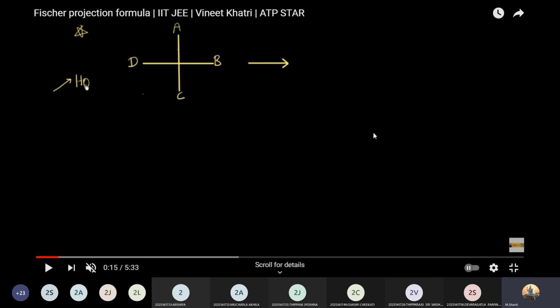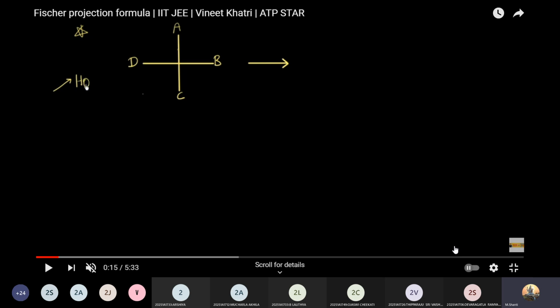How to represent a molecule in wedge and dash projection? Which means what? Above the plane, ma'am. It will be shaded. Okay, fine. How about the dash below the projection? Below the plane, ma'am.